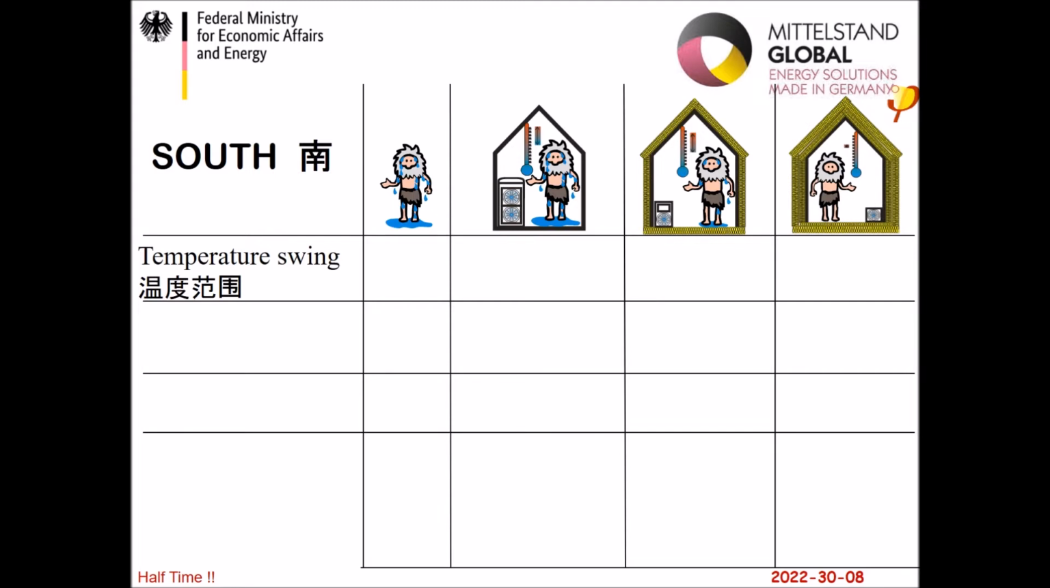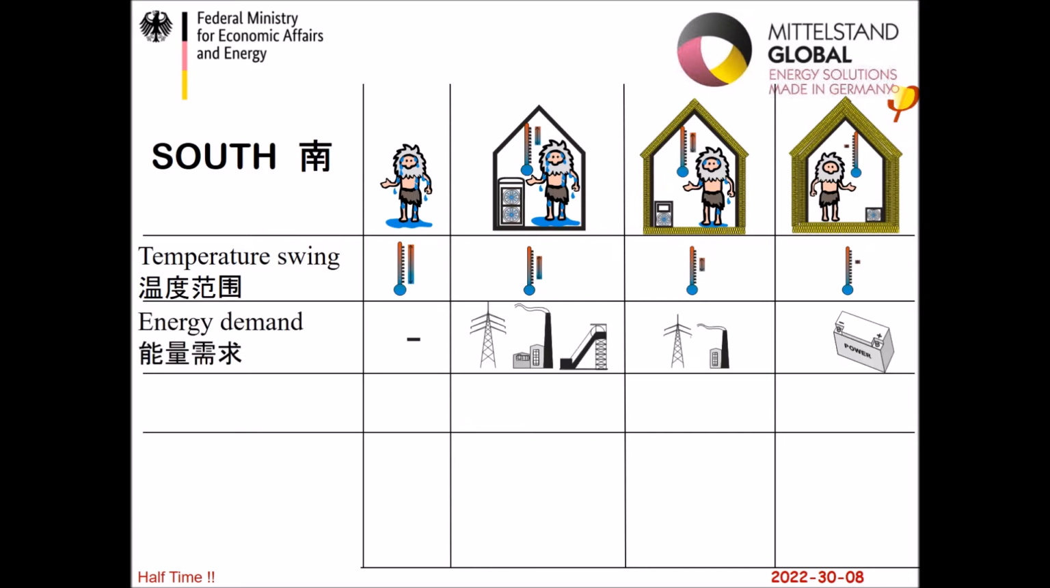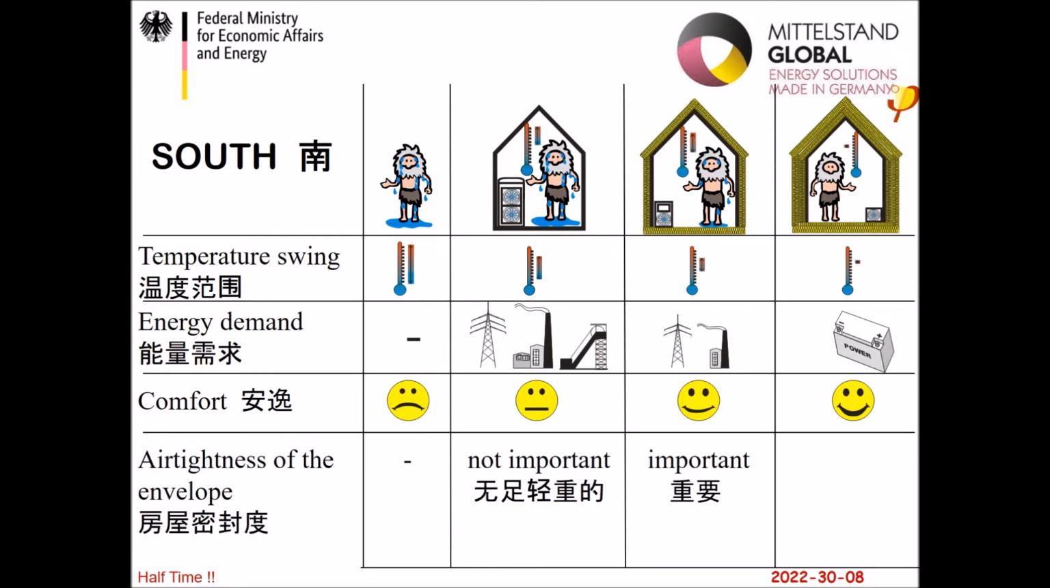The temperature swing in uninsulated houses is very high. In good insulated houses, it's low. So the energy demand is very high in uninsulated houses and very low in good insulated houses. And it's also the same with the comfort. Low comfort, and a good comfort in the better insulated houses. And the airtightness in uninsulated houses is not important, but it's very important if you have an insulated building.